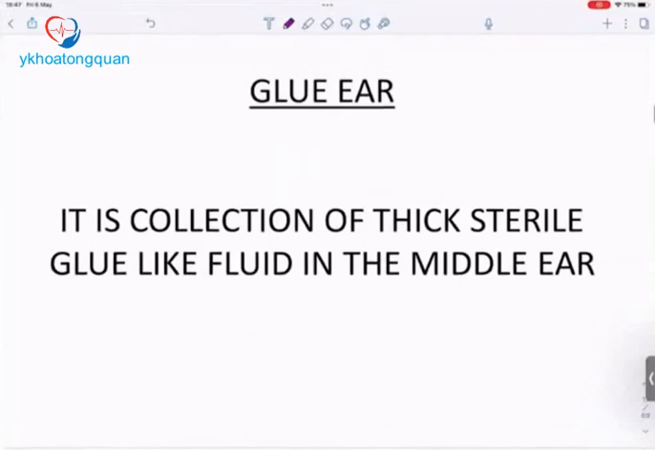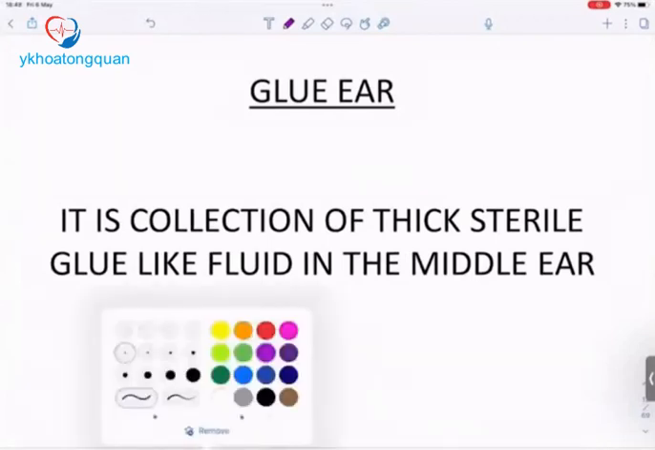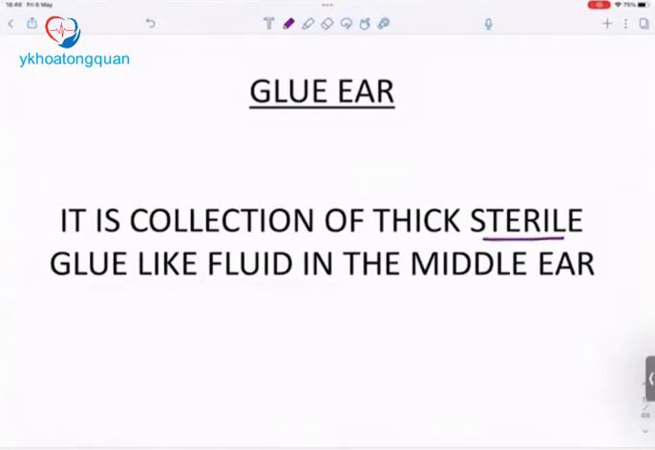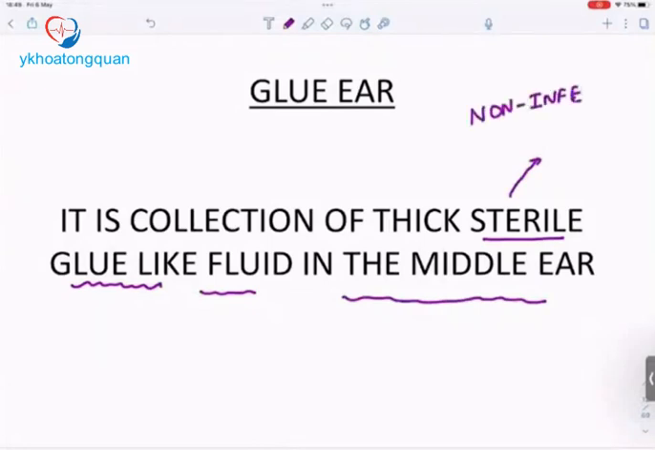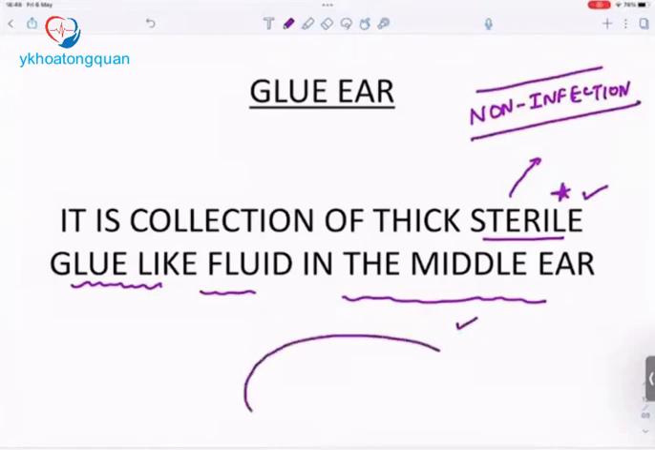Now, what is glue ear? You just saw the glue. It is a collection of thick, sterile, glue-like fluid in the middle ear. You just saw it is glue-like fluid in the middle ear. When I say sterile, it means non-infectious. There's no infection in the ear in glue ear. It's non-infectious, first of all. This point everybody should know. The glue ear fluid has no infection in it.